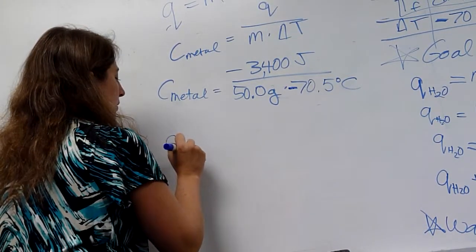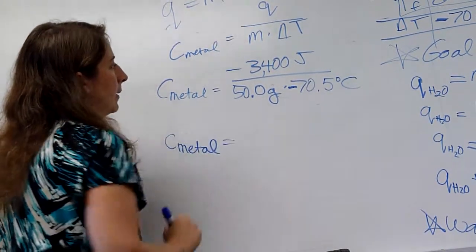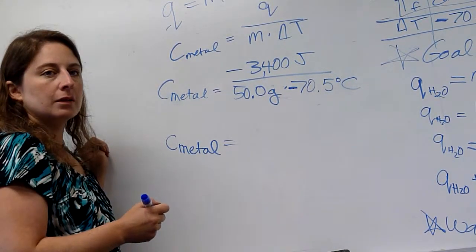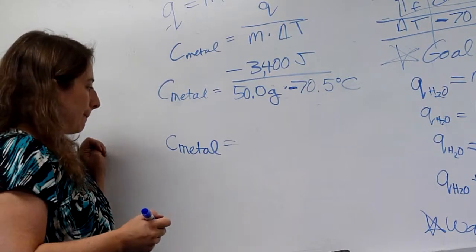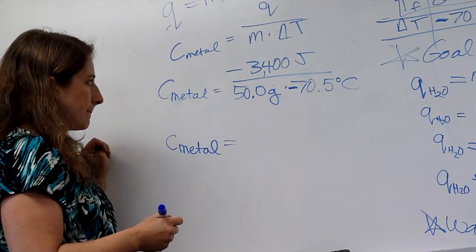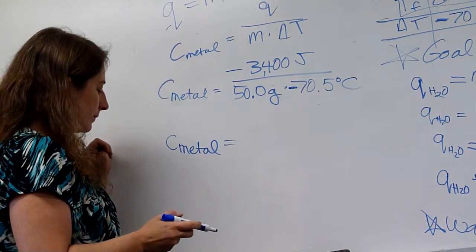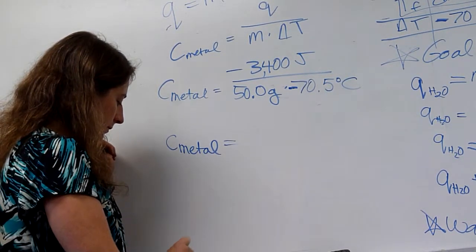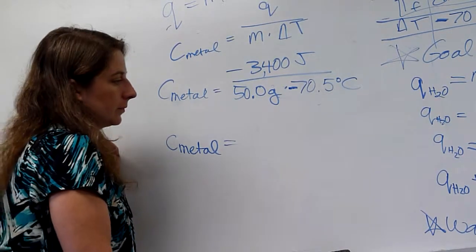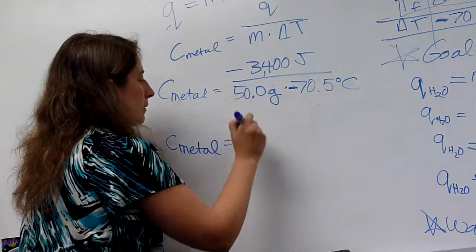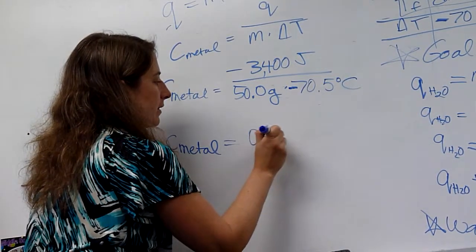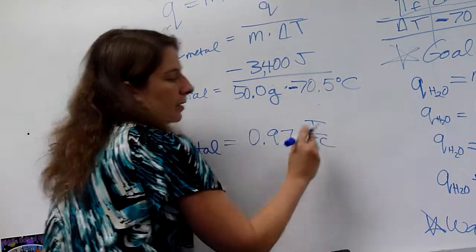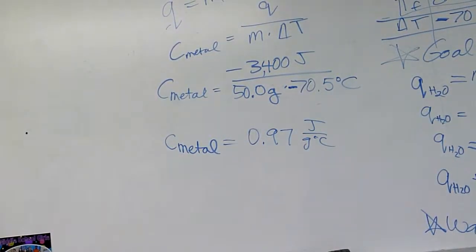All right, so now we can do it. What do we do? That would be 0.97. Anyone else get anything different? Oh, what did you get? I got 0.96.